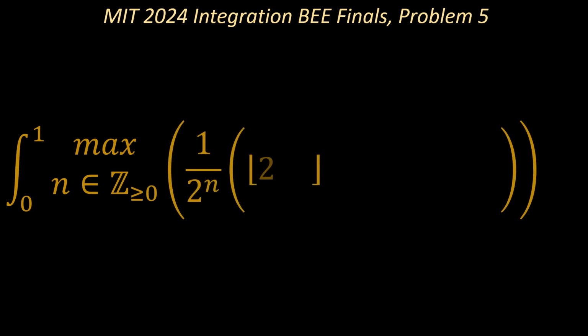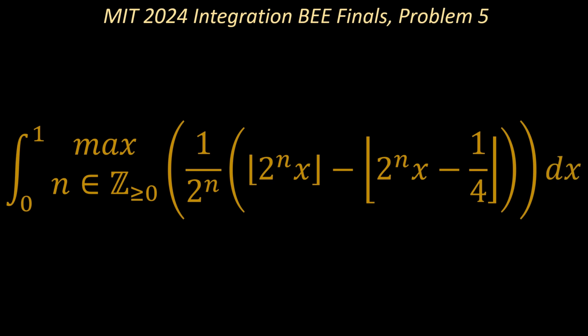Problem number 5 of the finals of MIT 18.01 integration bee is the integration from x equals 0 to x equals 1 of the maximum, over integers n greater than 0, of 1 over 2 to the power n, open brackets, the floor function of 2 to the power n x minus the floor function of 2 to the power n x minus a quarter. It's a very interesting problem.